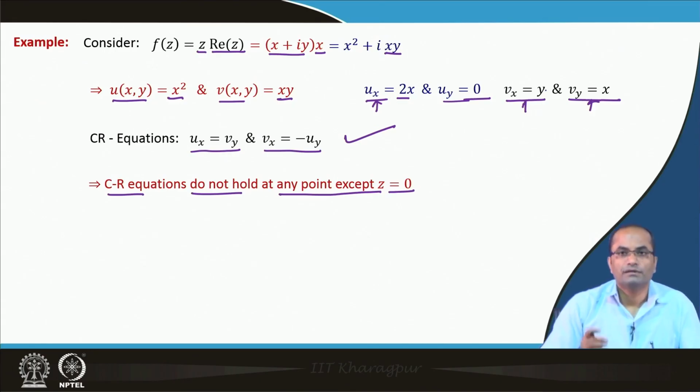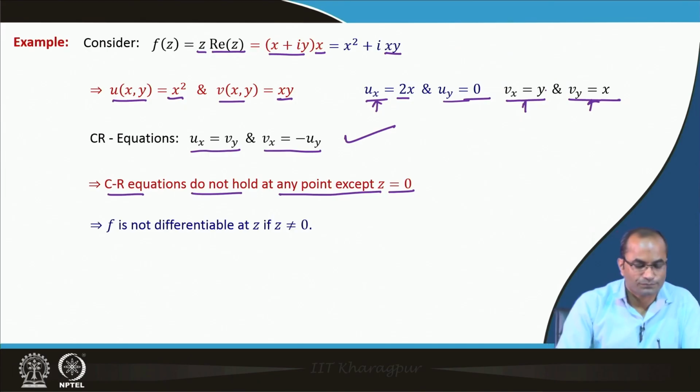cannot be differentiable at any other point than 0, and at 0 we have to check the differentiability. So, for analyticity the conclusion is clear, the function is nowhere analytic, but for differentiability we need to proceed now to check whether the function is differentiable at z equals 0 or not. So, f is not differentiable at z if z is not equal to 0.